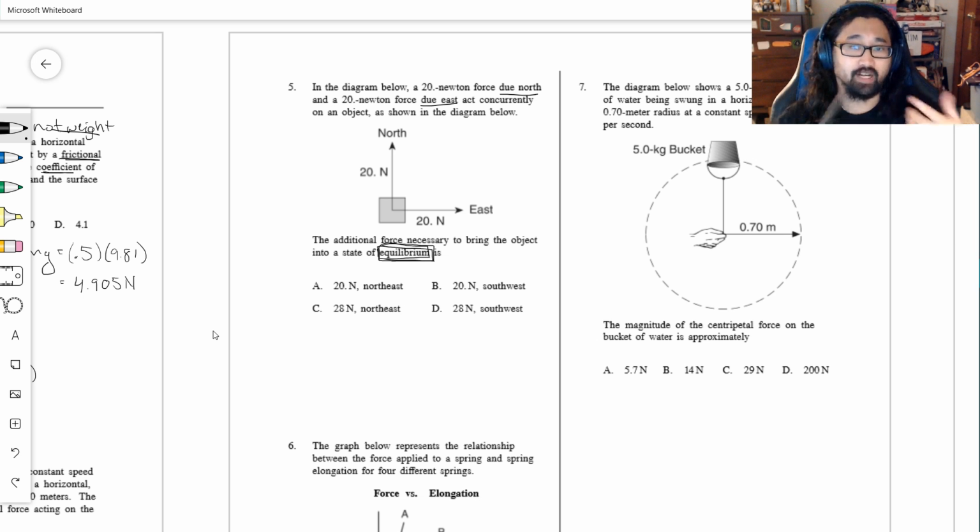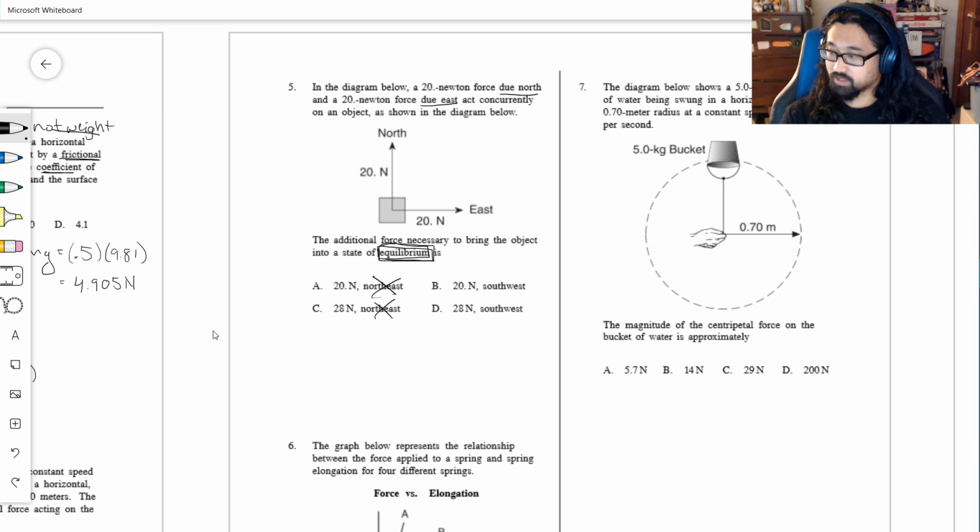I need to point opposite of them. So I can't point this way and I can't point this way. I need to point the other way. Not only do I need to point the other way, I need to cancel out everything that's happening, which means I would need 20 west and I would need 20 south. But 20 west and 20 south is not the same as 20 southwest.